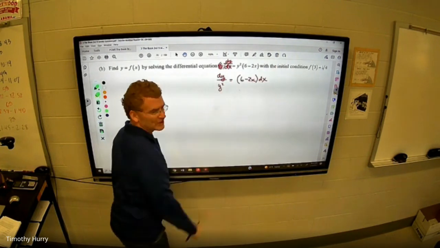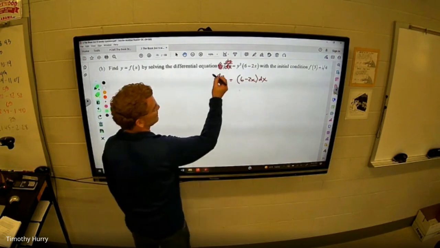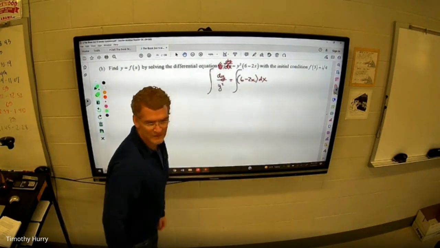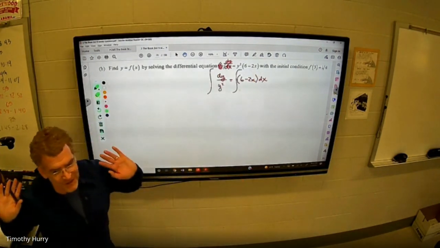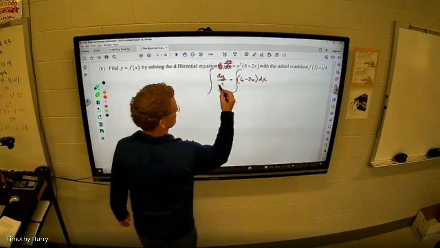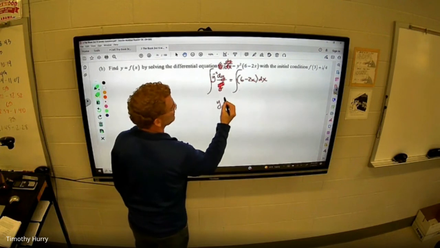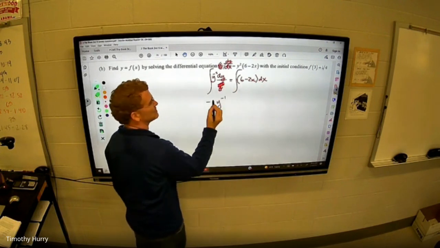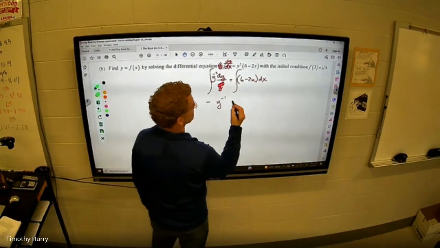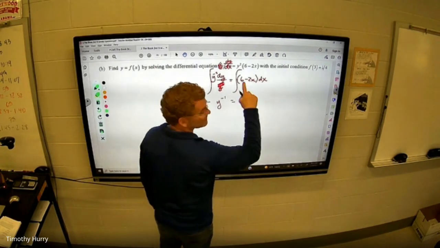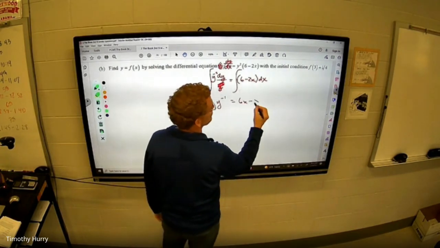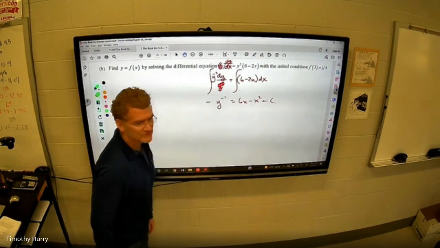So what would be a good idea? You're about to integrate. What would be a good idea here? Can't go ln of y squared, can I? Yeah, go ahead and change that to y to the -2, and now you just have a power rule. Y to the -1 over -1, which is just negative that. And then 6x minus 2x squared over 2, so x squared plus a constant.